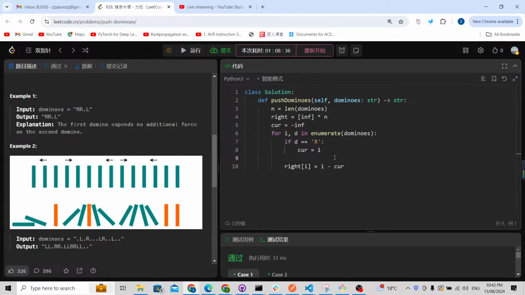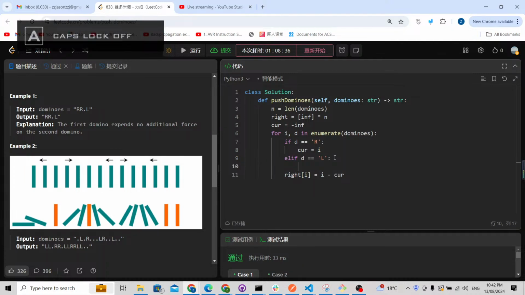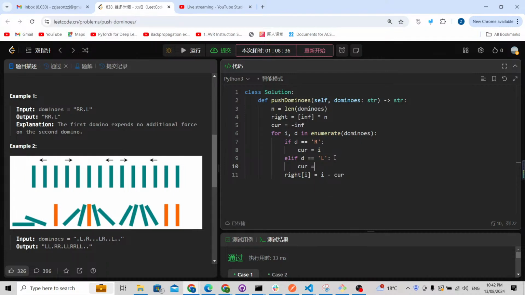And we need to check if this domino is L. If it is L, we're going to set the current directly to negative infinity. We set it to be negative infinity because we're going to use i minus this current, so it's going to become positive infinity, because finally inside of the right array it's always going to be positive infinity.